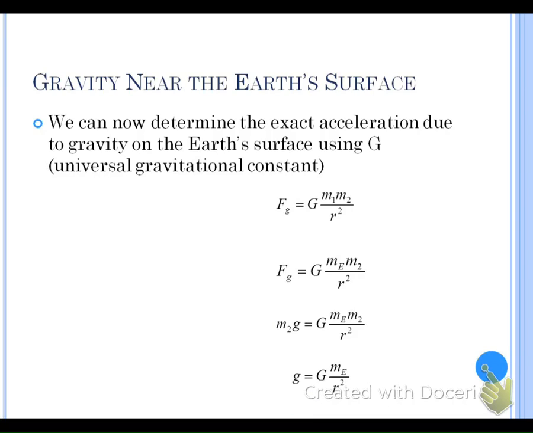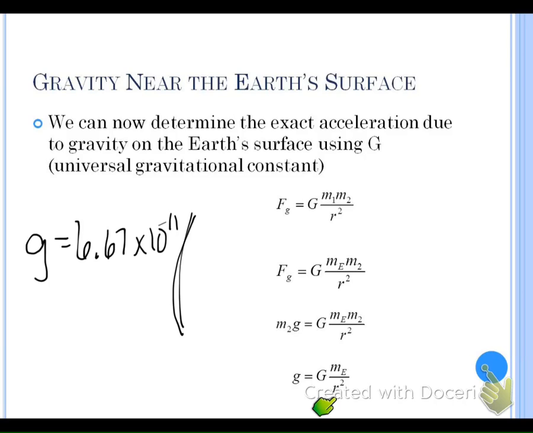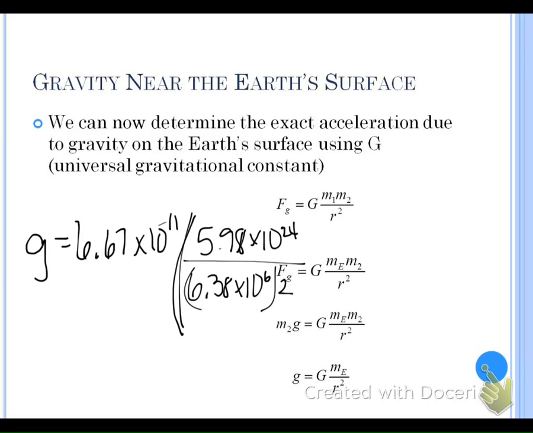So if I use this equation right now, and if I solve for the acceleration due to gravity on the Earth's surface, I'm going to take g equals 6.67 times 10 to the negative 11th, multiply that by this whole term of the mass of the Earth over the radius of the Earth squared. So that's 5.98 times 10 to the 24th over 6.38 times 10 to the 6th, and that's all squared.